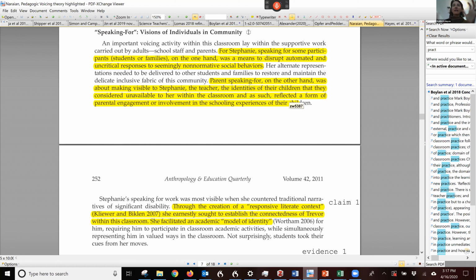So that's just an example. Here's the overarching theme, speaking for, and then in this first paragraph, she introduces two subcodes, Stephanie and parents, two different things. Then you can see that she goes on and starts to unpack Stephanie's. Stephanie's speaking for was most visible, etc. So she starts to unpack the first code, or the first sub-theme. All right.